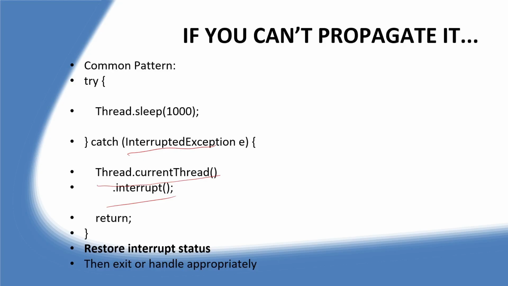So why restore the interrupt status? Because throwing InterruptedException typically clears the interrupted status. So restoring it preserves the interruption signal for higher-level code that may need to observe it.